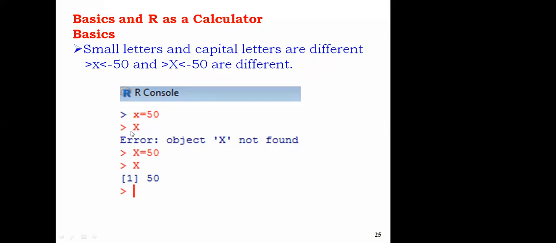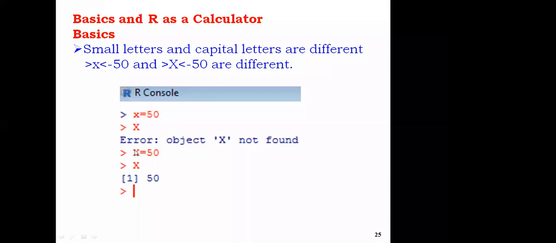Capital, if we write again capital X, then here again error. Error will come because this is not capital X. Here this one is capital X and this one is small x. R is not able to read this capital X here. So object capital X not found. Means we are giving here only the values of small x equal to 50.